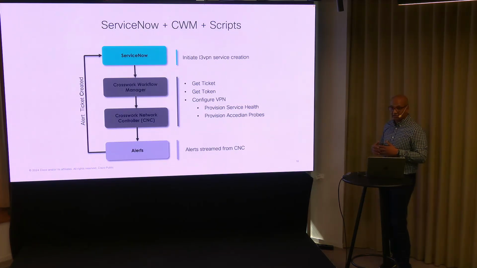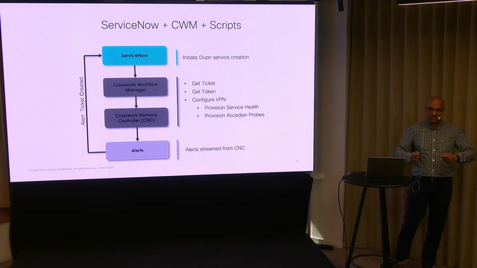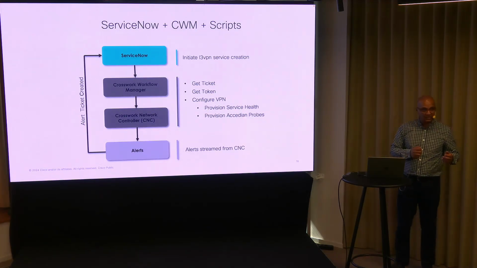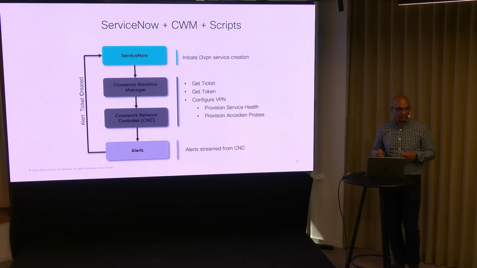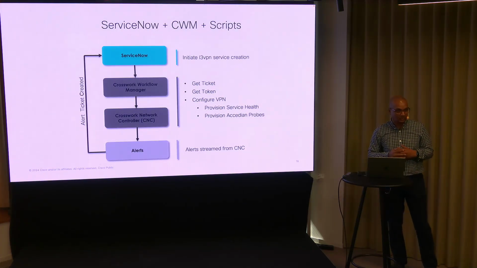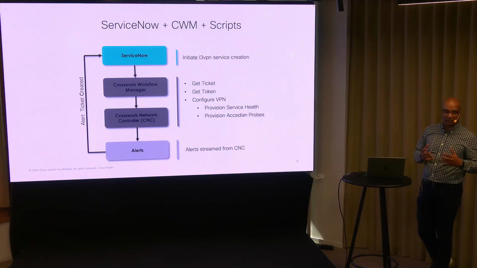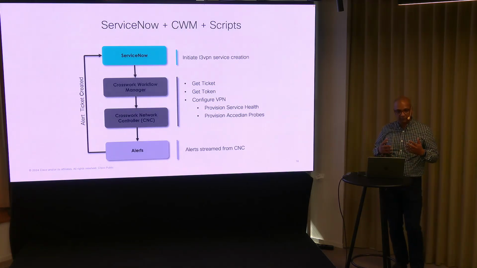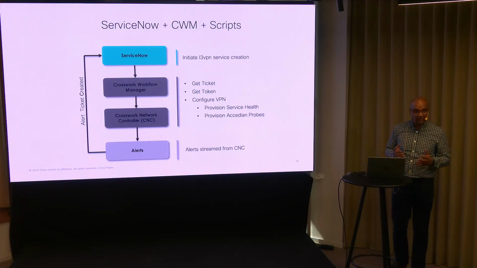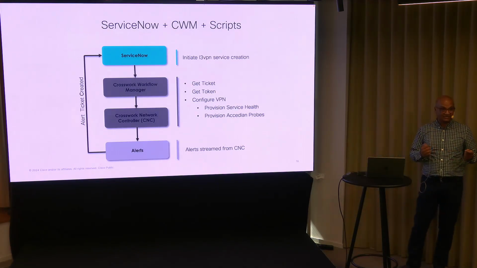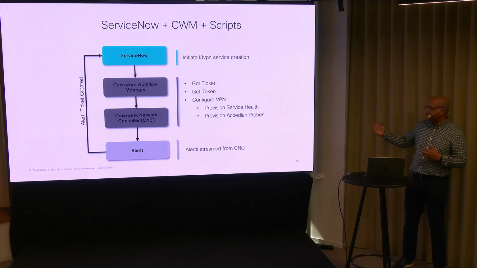And in terms of the alerts, there's a streaming API, which makes it very easy for us to get all the alerts from CNC, and then you can send that to your ticketing system. Now, for Crosswork Network Controller, if you are doing it for the first time, then you could use the Crosswork Workflow Manager to do that. That makes it easier. But if you have any existing scripts, your Python scripts, for example, then you can use a combination of that.